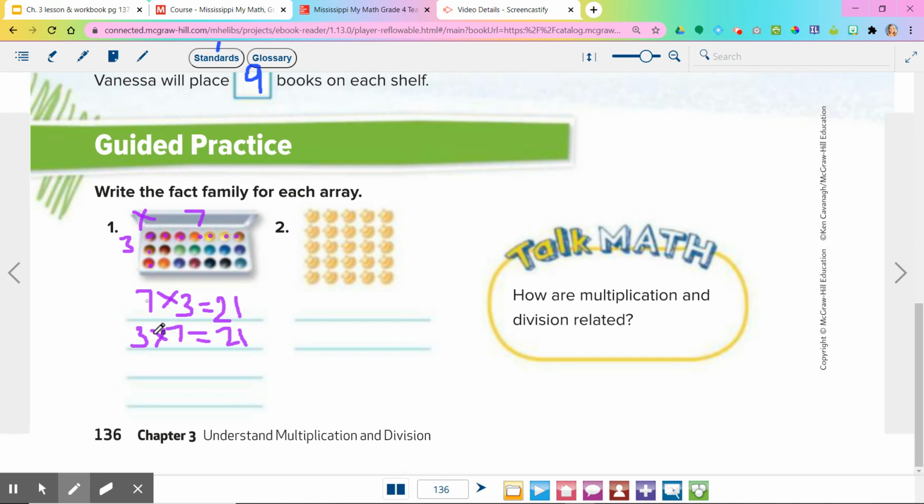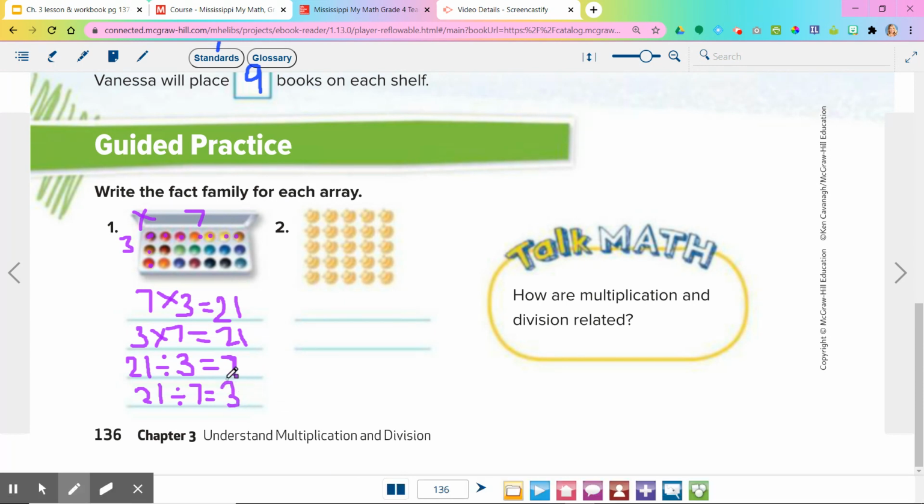Now that I've done both of my multiplication sentences, I'm going to do my division. And remember, division is just like subtraction. I have to start with that big number first. So 21 divided by, and you can pick either factor, 3 equals 7, the number that's missing right now. And then I'm going to keep my big number first again for this last division sentence: 21 divided by, not 3 because I used it, 21 divided by 7 equals 3.